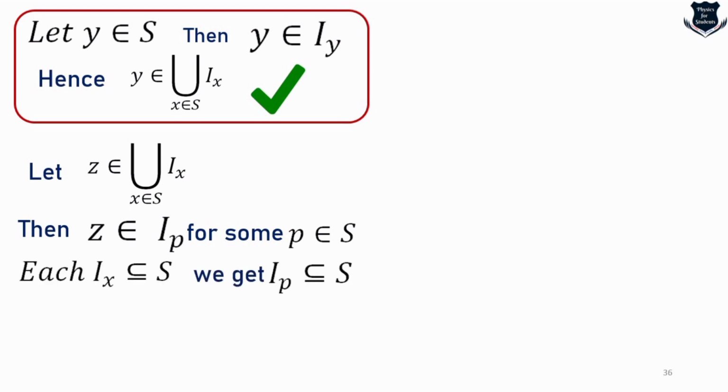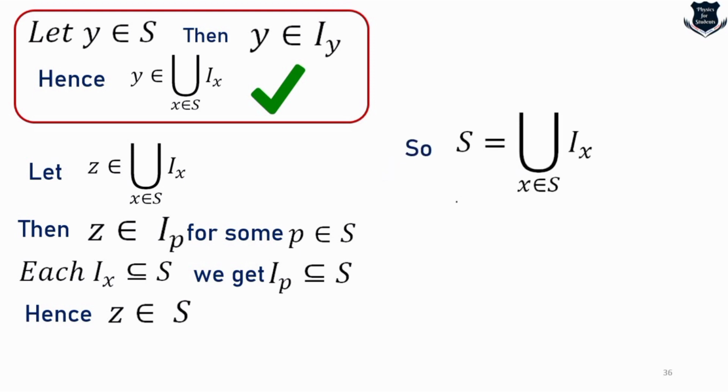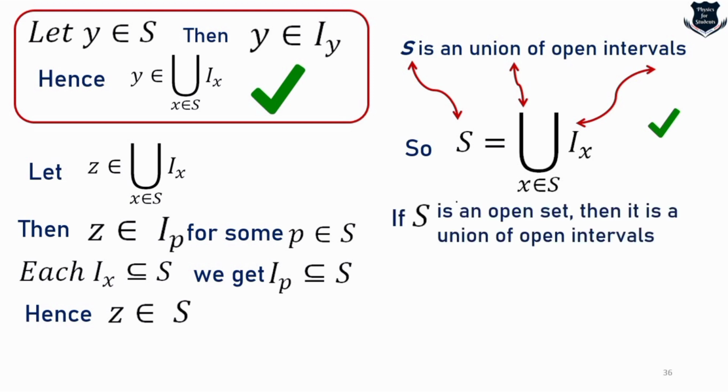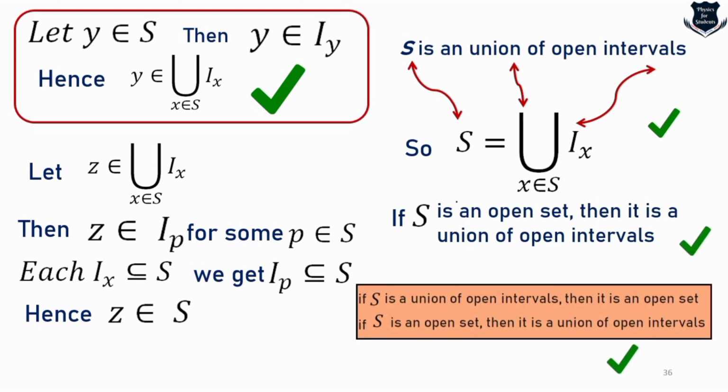So each I_X is a subset of S and I_P is a subset of S. Hence Z is an element of S. So what we get is this one, right? We get S is a union of open intervals. And what we have done is we have proved this one: if S is an open set, then it is a union of open intervals. And these two have finally been proved, right? So these two have been proved.